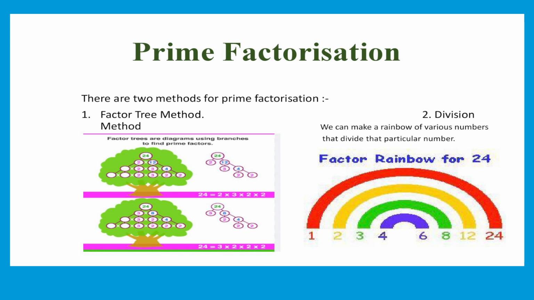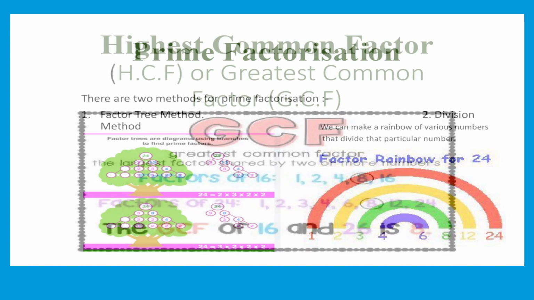That is, we move through the numbers 2, 2, 2 and 3, and when we multiply these, we get the number 24. The second method, which is very simple, is the division method. Here we have made a factor rainbow for the number 24. 4 is multiplied by 6 to get 24. Then 8 is multiplied by 3, 12 is multiplied by 2, and 24 is multiplied by 1. So we get the division method, and a rainbow for the factors.